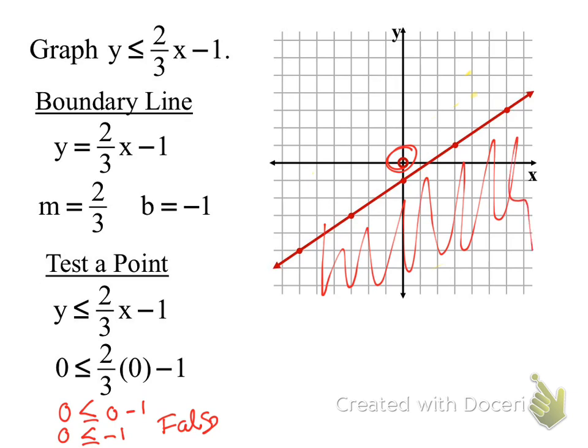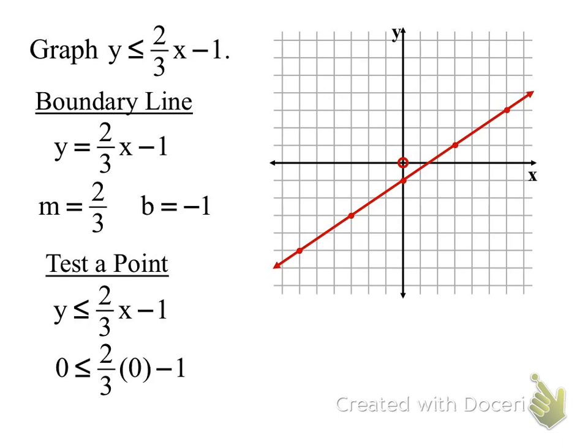Does that make sense? No. You shade the side where it becomes true. Well, what if it was true? Then it would be this side, the side that I chose my test point on. If it comes out false, you shade the side opposite the test point. Okay? When you're doing your boundary line, how can you shade below? Because this came out false, right? This came out false, right? So I'm shading opposite the test point. So I shade below.